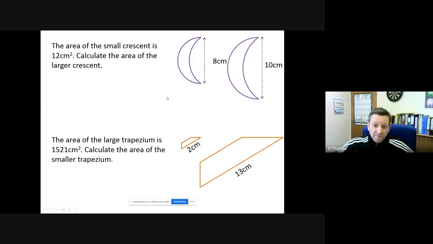Right, two for you to try. Both of these questions involve similar shapes. So you're going to do 10 divided by 8 to get the linear scale factor, square it to get the area scale factor, and then decide if you have to times or divide by the 12. Similarly for the trapeziums, divide them to get the scale factor, square it to get the area scale factor, and then decide if you're timesing or dividing by that number there. So I'll give you 90 seconds to try them, and then we'll quickly go through them, okay? Off you go.